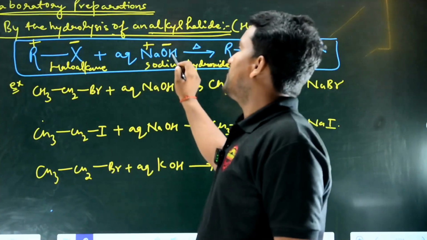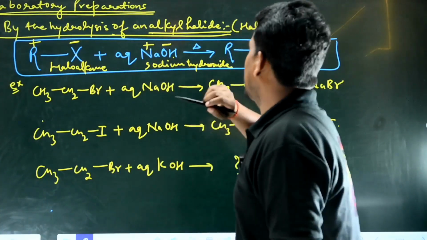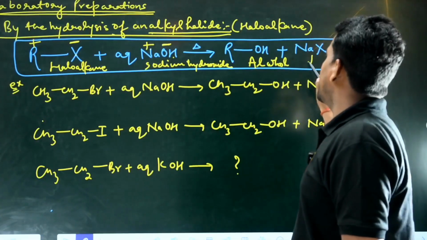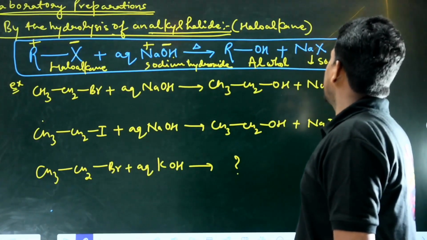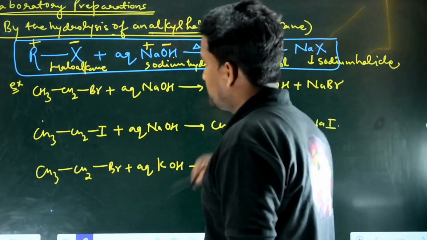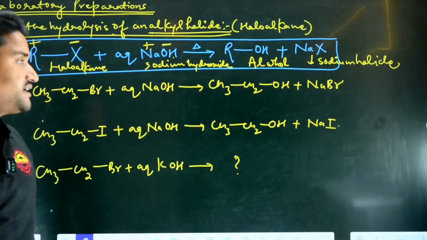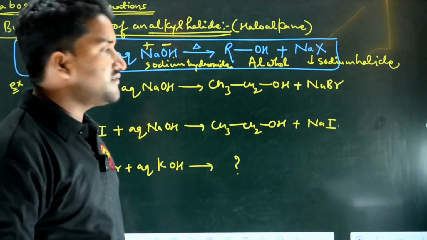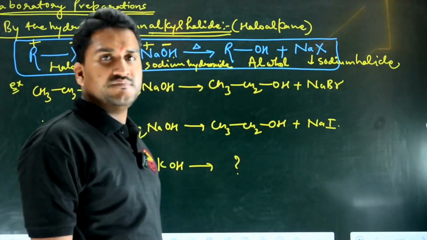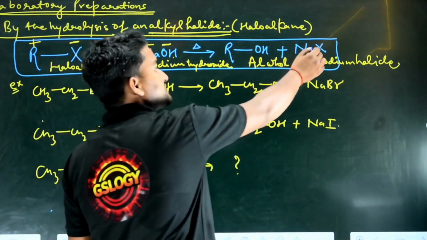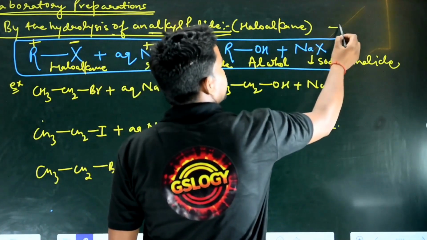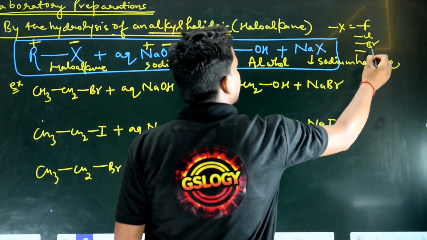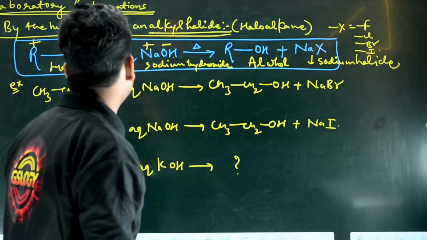the plus will go with the minus and the minus will go with the plus. Then it will form what? Alcohol and sodium halide. Clear? It means when you treat haloalkane with aqueous sodium hydroxide, it will give alcohol plus sodium halide. X means the halogen. It may be fluorine, chlorine, bromine, and I for iodine.